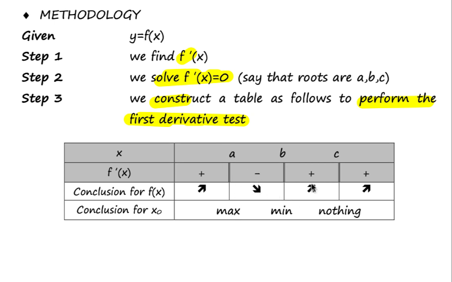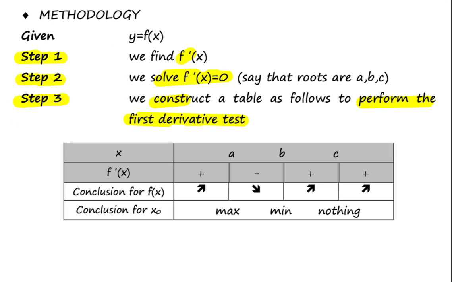Now, if I go from increasing to decreasing, I have a maximum value. If I go from decreasing to increasing, I have a minimum. And if the sign does not change, it is neither maximum nor minimum. So these are the 3 steps that you should follow anytime you're asked to find the maximums and minimums of a function. So let's try an example.